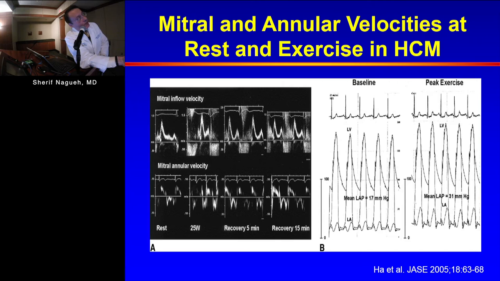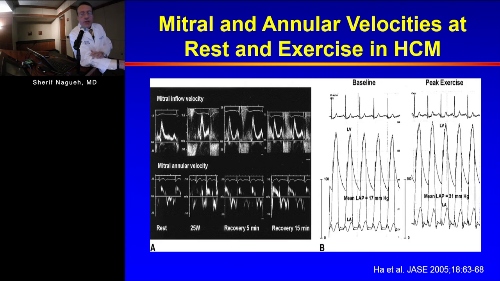Did these findings get reproduced by echo Doppler? Let's look at the mitral inflow. The mitral E velocity kept increasing with exercise, whereas the annular early diastolic velocity stayed flat and reduced. As a result, the E to E prime ratio was elevated, and this persisted into recovery as well.